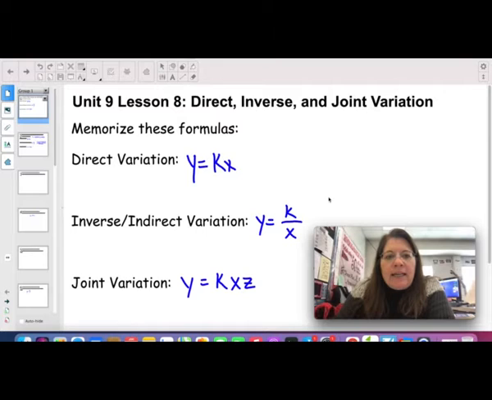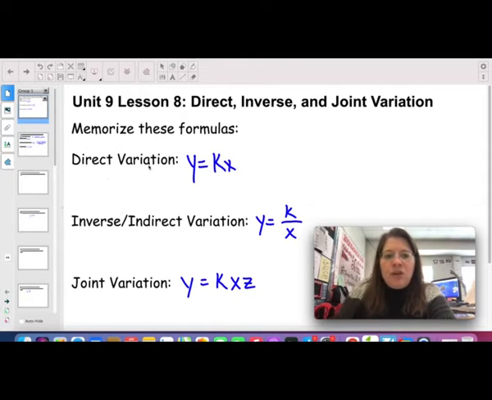This is Unit 9, Lesson 8, Direct, Inverse, and Joint Variation. In order to learn these three different types of word problems, the easiest thing to do is to just get into some examples. So the first thing you need to be able to do is memorize these formulas.